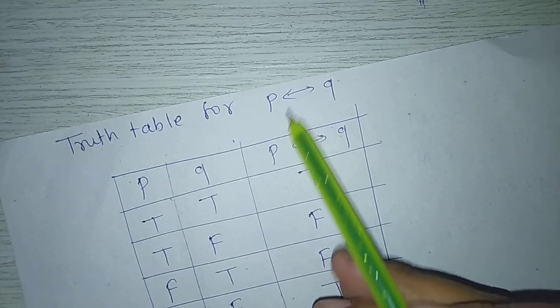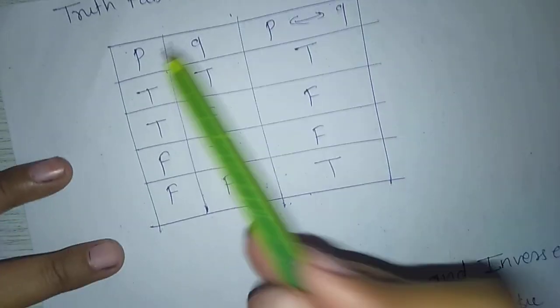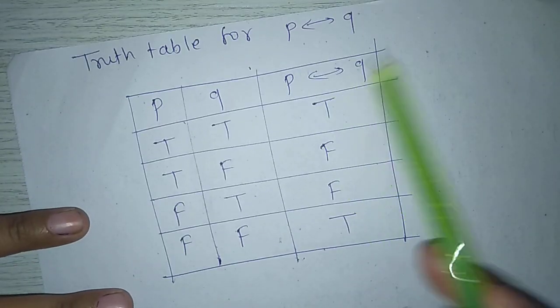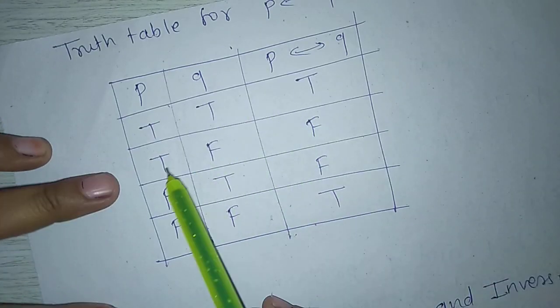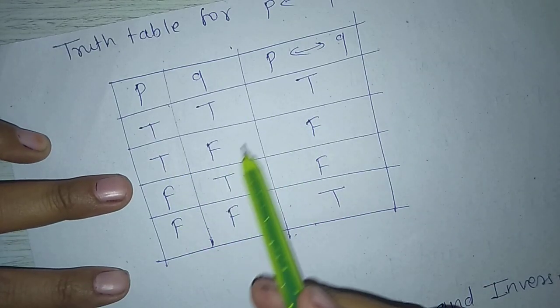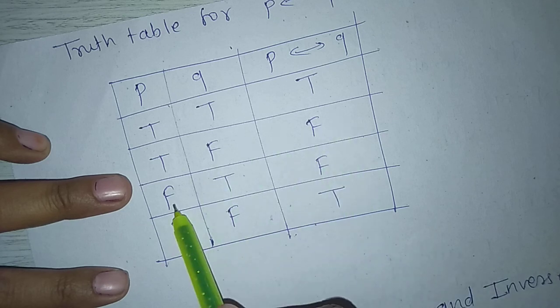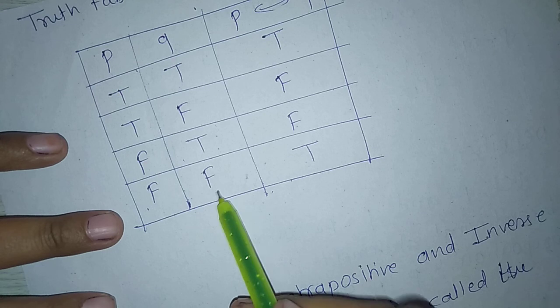Next, the truth table for double implication P if and only if Q: P, Q, P double implication Q. T if and only if T is T. T if and only if F means F. F if and only if T means F. F if and only if F is true.